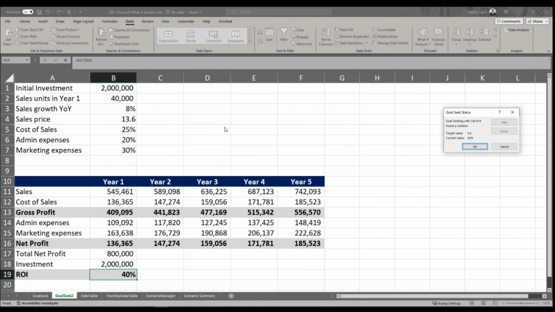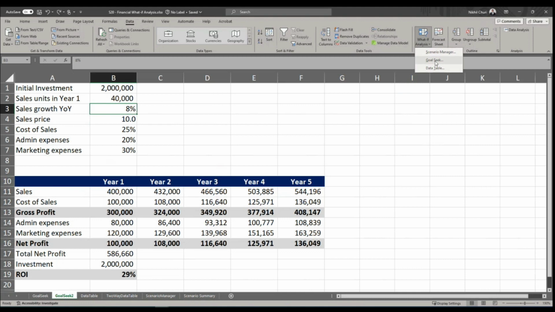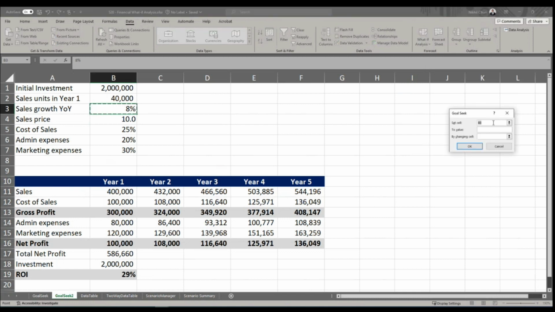That completes one practice iteration where I set an ROI, and with respect to sales price, what should I do? Again, if I want to keep the sale price the same, and I want to change the sales growth year on year, let's try it out using what-if analysis goal seek. I'm going here for the set cell. Still going to use ROI over here, and here again, I want a value of 0.4, 40%. By changing the cell, I'll select B3. I'm going to do this and change.